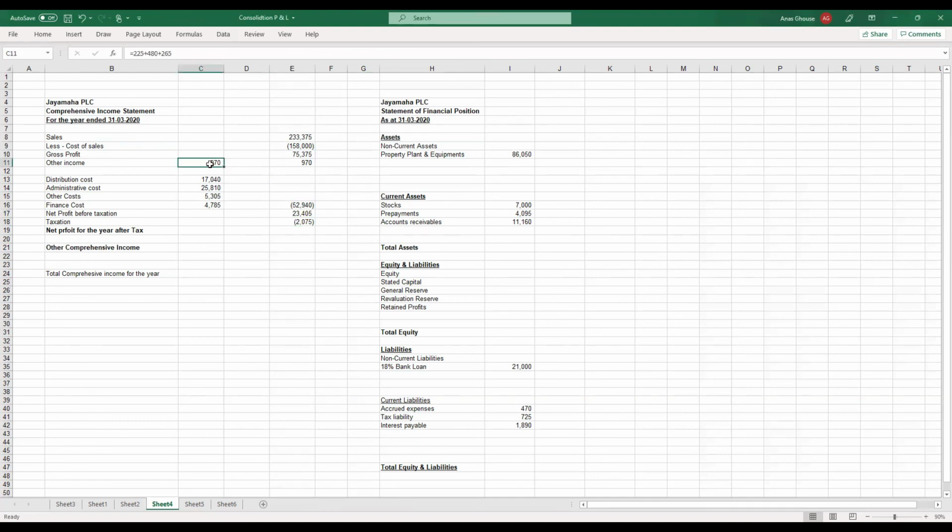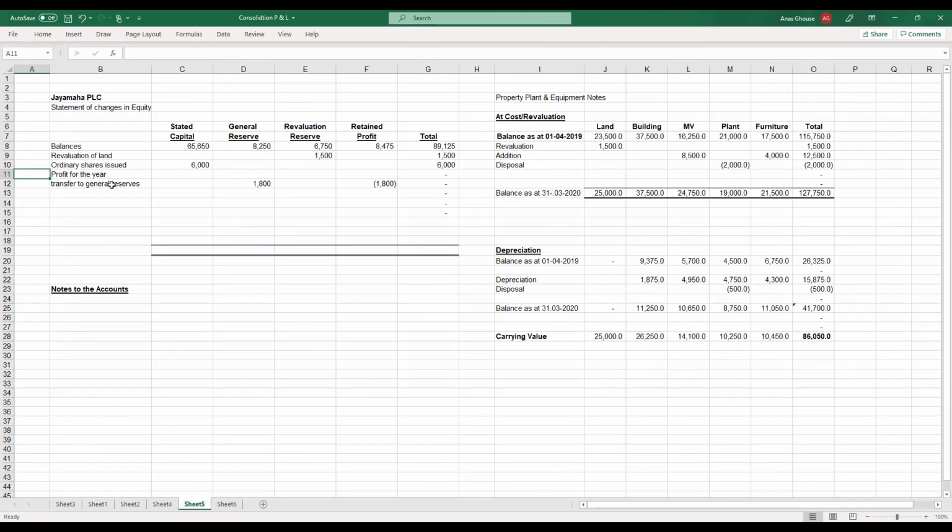So there's a small adjustment. This profit on disposal should be 250. So therefore, this should be 955. So net profit should be 23,390,000. Then your taxation is 2,075,000. So therefore, your profit should be 21,315,000. So this is the amount that you should take under the equity statement, 21,315. Okay, so then your total retained earnings will be how much?